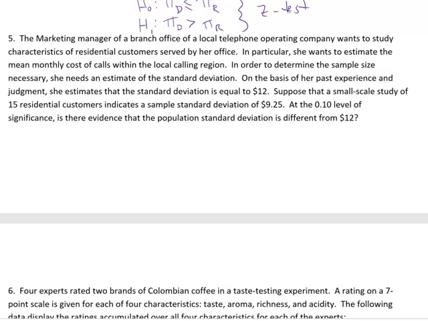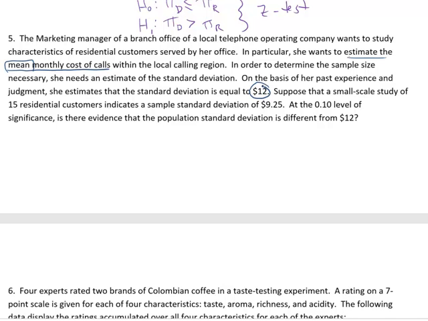Marketing manager of a branch office of a local telephone operating company wants to study characteristics of residential customers served by her office. In particular, she wants to estimate the mean monthly cost of calls within the local call region. Estimate the mean monthly cost of calls. So there's a giveaway. The mean monthly cost of calls. In order to determine the sample size necessary, she needs an estimate of the standard deviation. On the basis of her past experience and judgment, she estimates that the standard deviation is equal to 12. See, now here's one where it's not going to be on the test, but we'll go through it anyway.